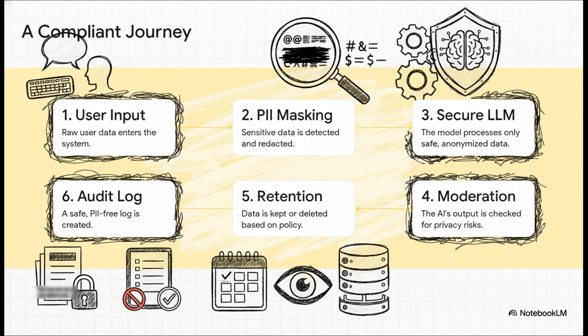Step 4, the AI's response gets checked for any risks. Step 5, you apply your retention rules: what gets kept, what gets deleted. And finally, step 6, you create a safe, PII-free log for auditing. This whole process is like a security gauntlet for data, protecting it at every step.